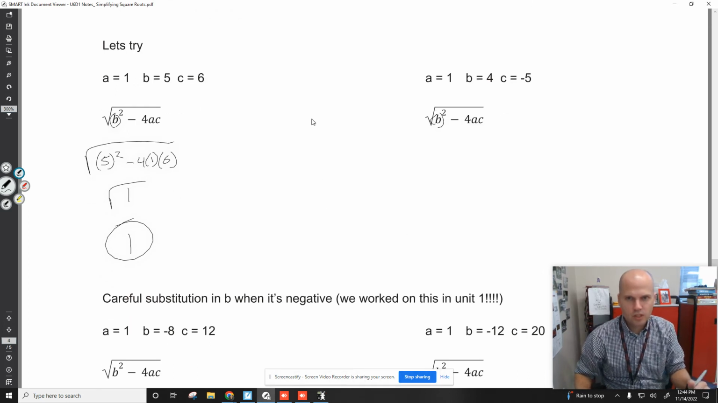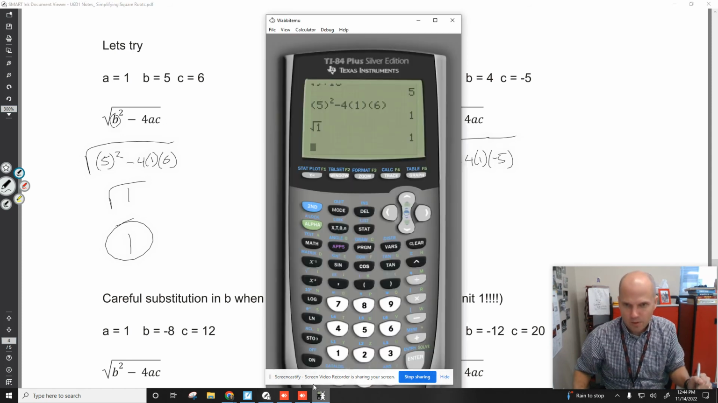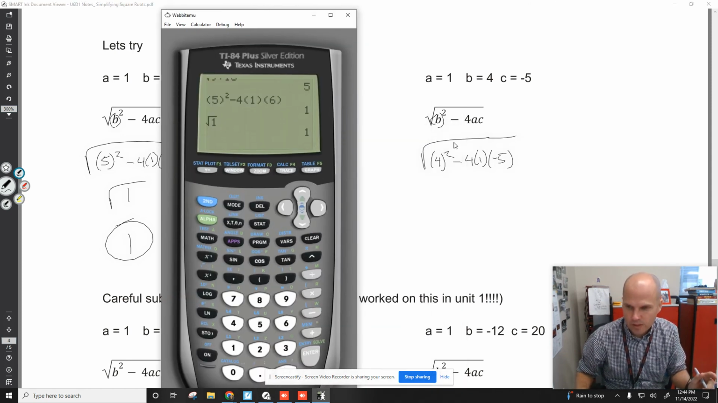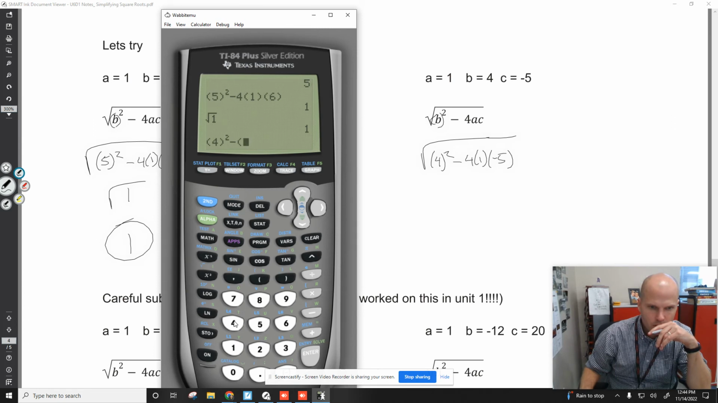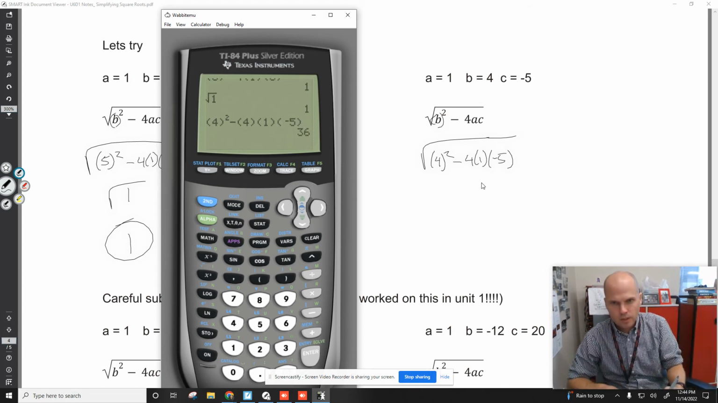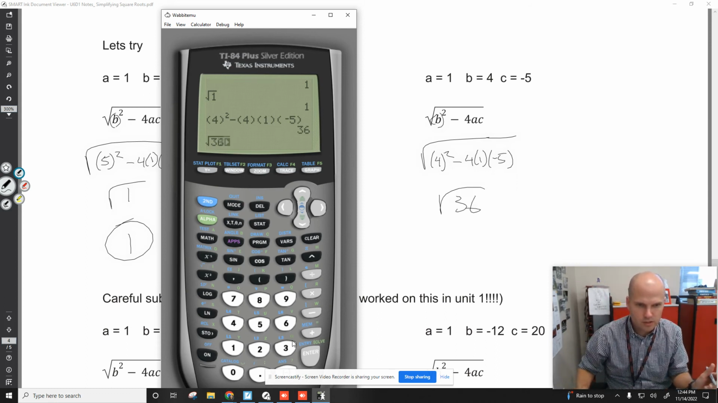Okay, let's look at this one. The square root of 4 squared minus 4 times 1 times negative 5. All right, I'm going to work on the inside first. I'm not going to try to distribute the square root or anything. I'm just going to say what's 4 squared minus 4 times, I didn't need parentheses around that 4, but it's fine, 1 times negative 5. 36. Next step, can you take the square root of 36? Yes, it's just going to be 6.